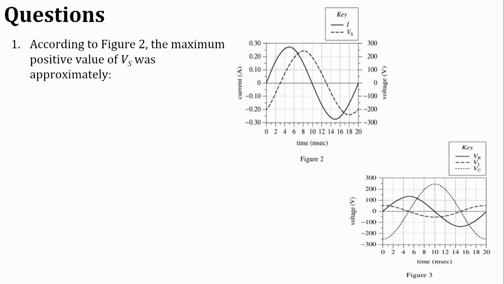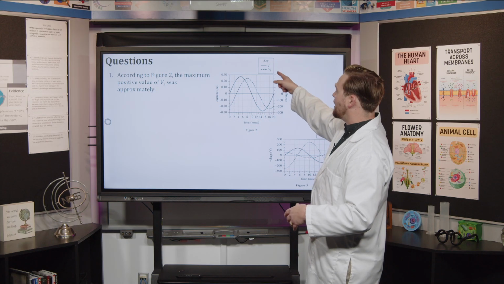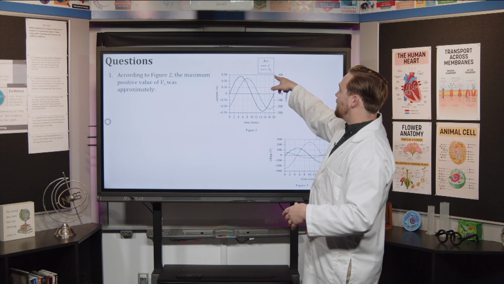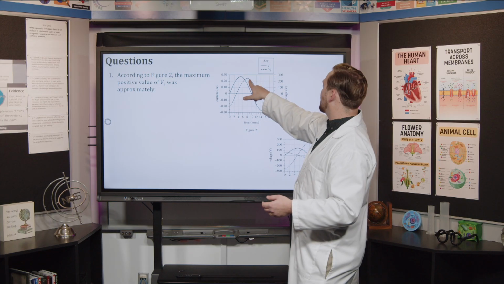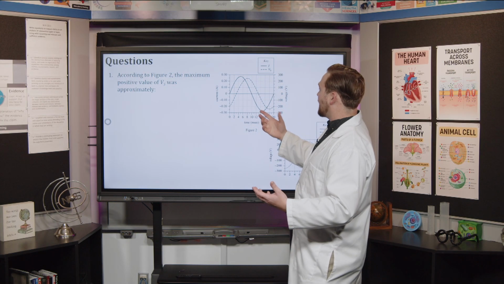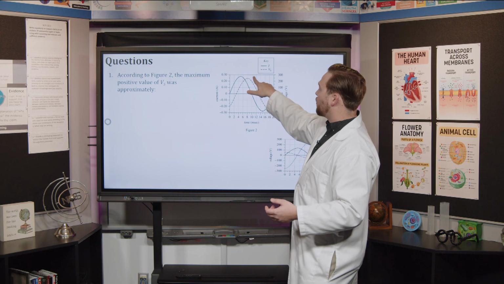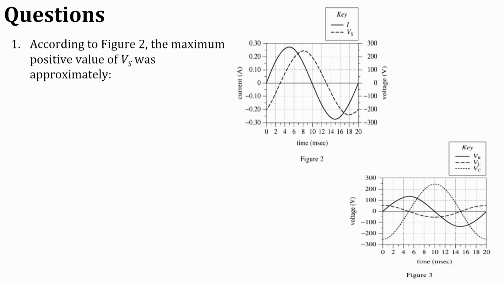Okay, well, something you do need to know is we have to look at the key. The key here is telling us that VS is the dotted line. So all I have to do is find where that value was the highest. And you can see up here at about 0.25 voltage, that's the highest that it goes, right? This is the crest of the wave, and so that's the maximum value for it.